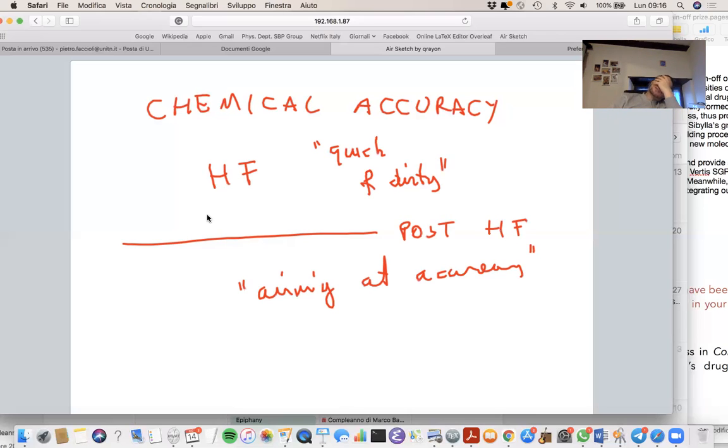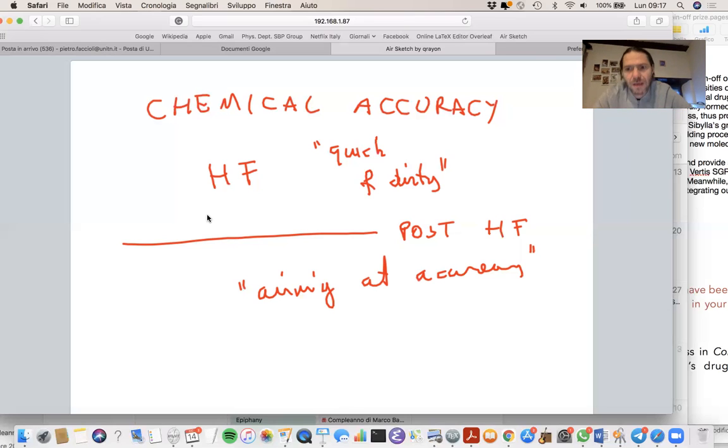Anytime you make statements like this, you expose yourself to criticisms, and rightfully so, because there are situations in which this black and white distinction really does not hold, and sometimes there is subfield dependence. In some fields, quick and dirty means something different than in a very closely related subfield. So they should be taken with a grain of salt.